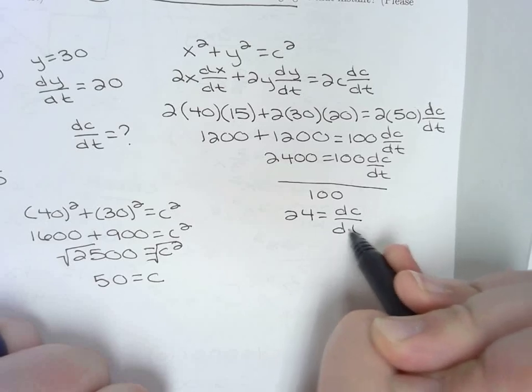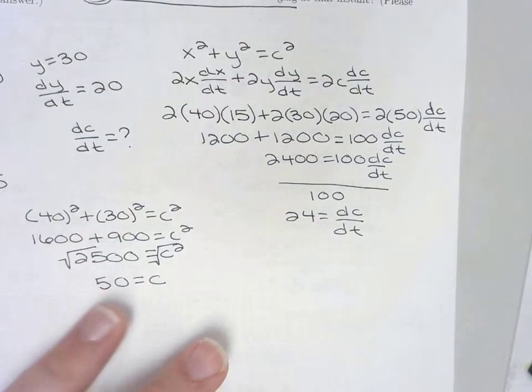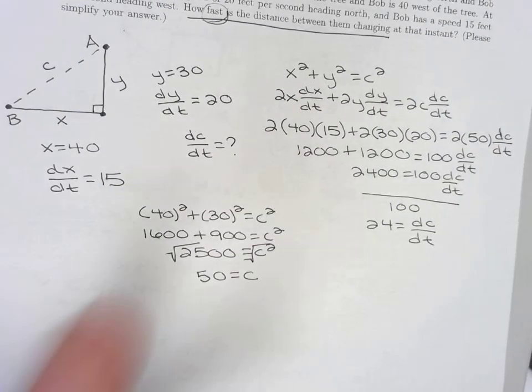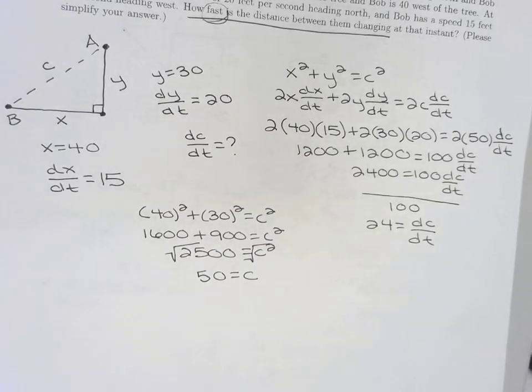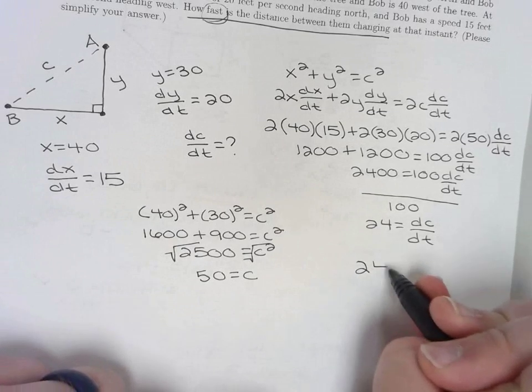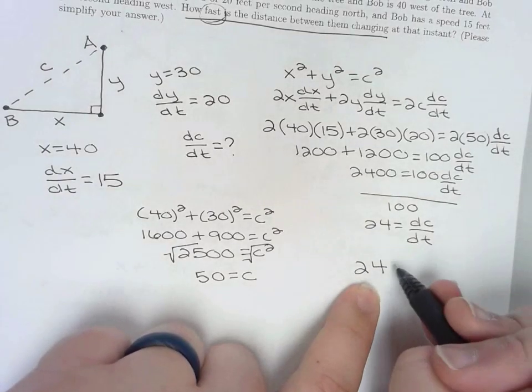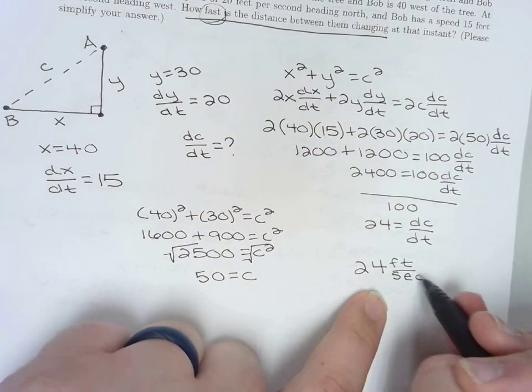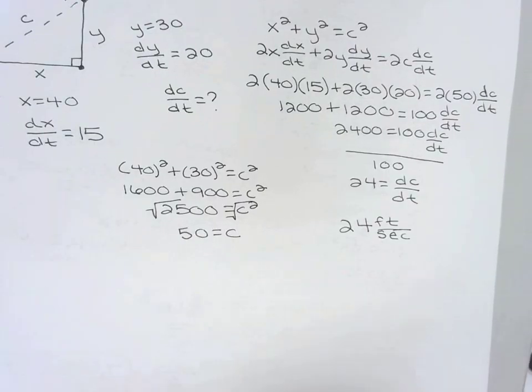Now your number should always make sense. You're not going to get 800-something when the other rates are 20 and 15. So 24 makes sense. Label it feet per second, or write out feet per second. Either way is fine.